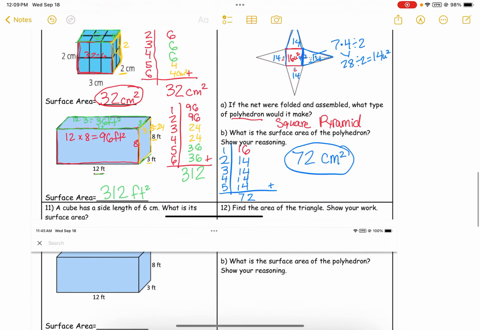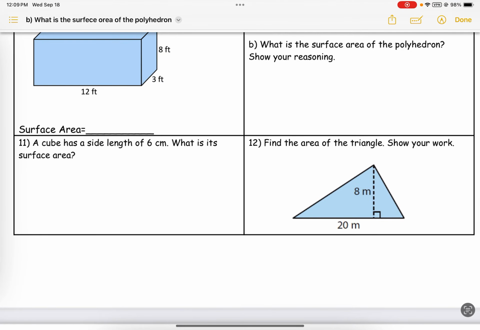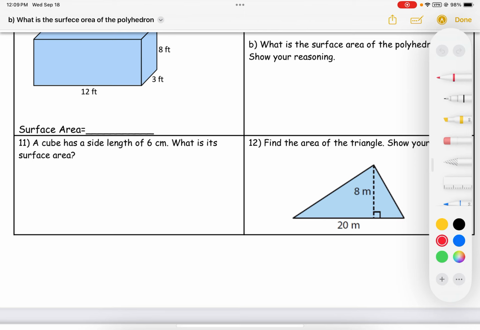Okay, last two. We're cruising. Question 11. A cube, remember cube is 3D, has a side length of 6 centimeters. What is its surface area? So I'm going to draw a cube so we can just visualize, and you're welcome to draw it on your paper so you can have it for the test. If one side is 6, that means the other side is 6. And all of the sides are 6.